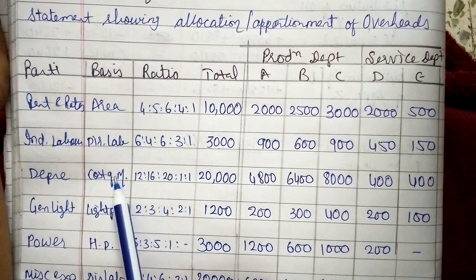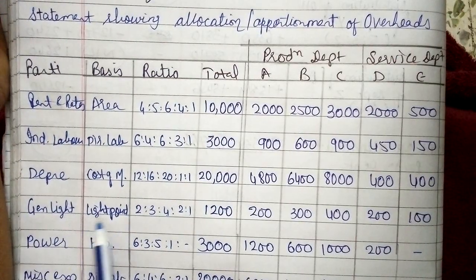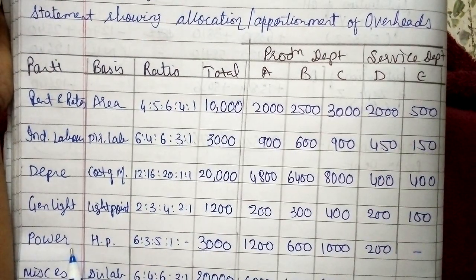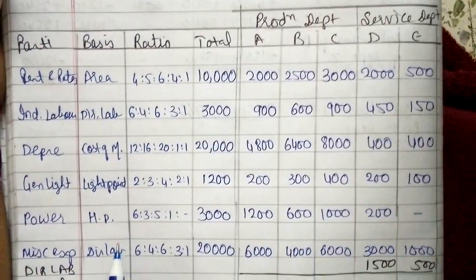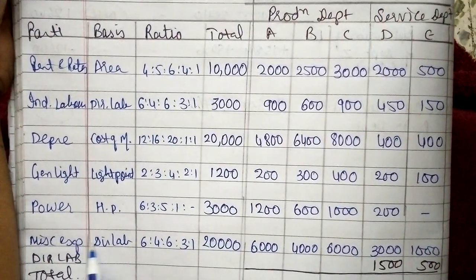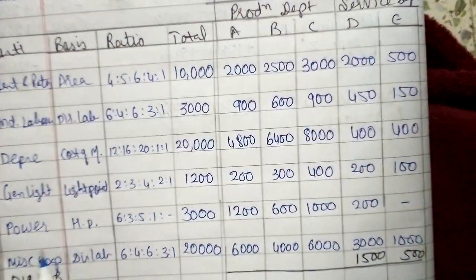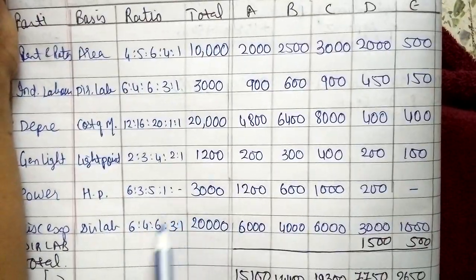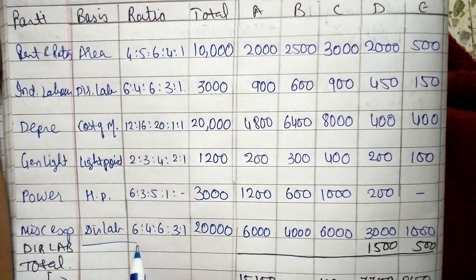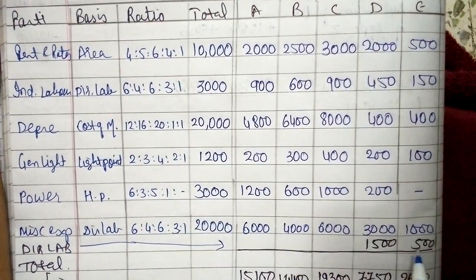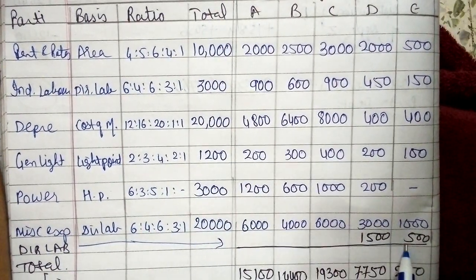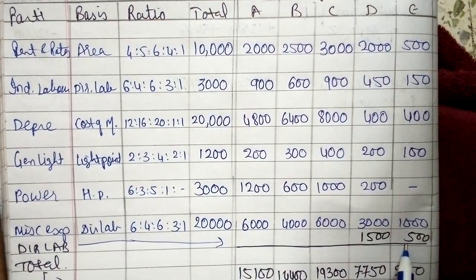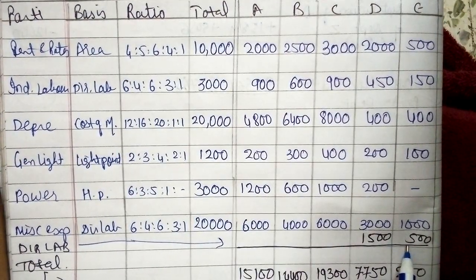Depreciation, cost of the machine. General lighting, light points. Power in horsepower ratio. Miscellaneous expense in direct labor. So this is the general distribution of our overheads. Last but not the least, direct labor only in service departments D and E, right? So don't forget to write this, otherwise your answer won't be correct.